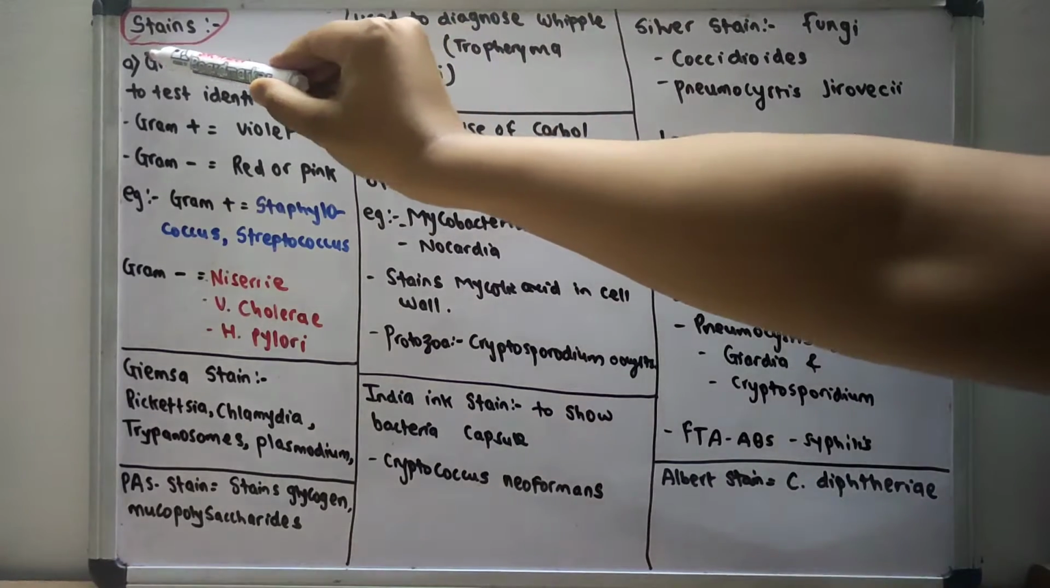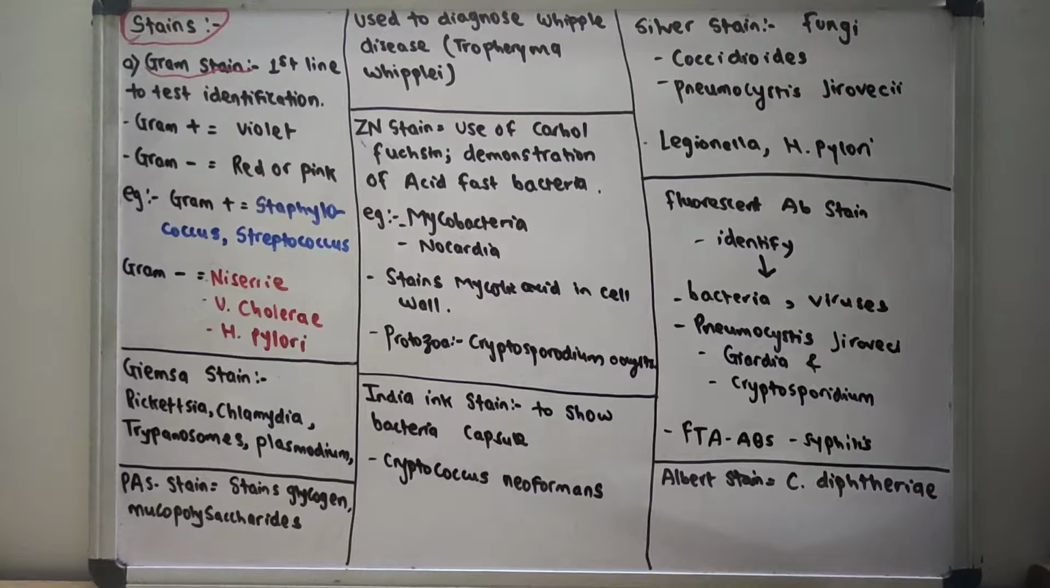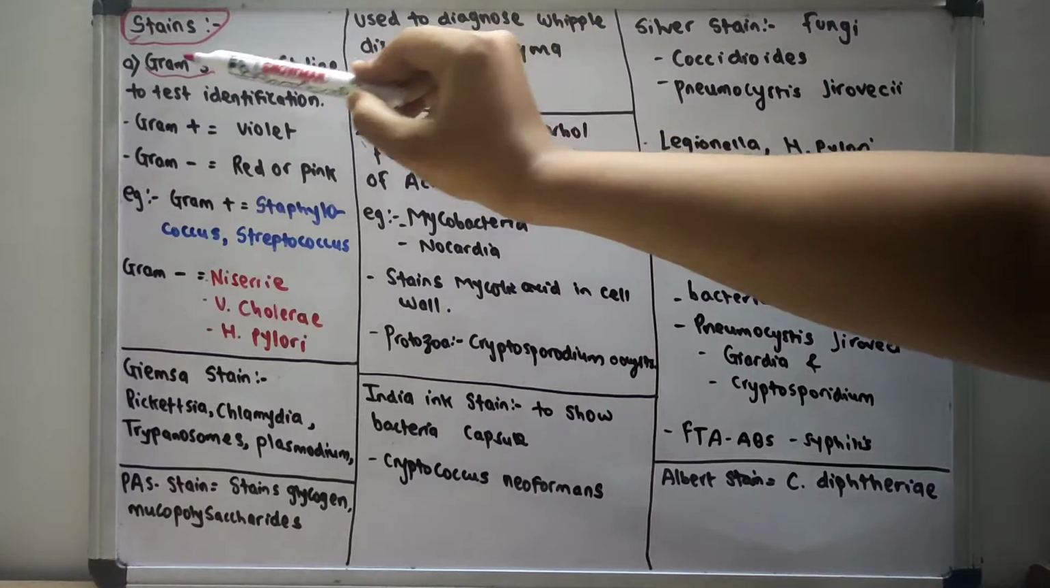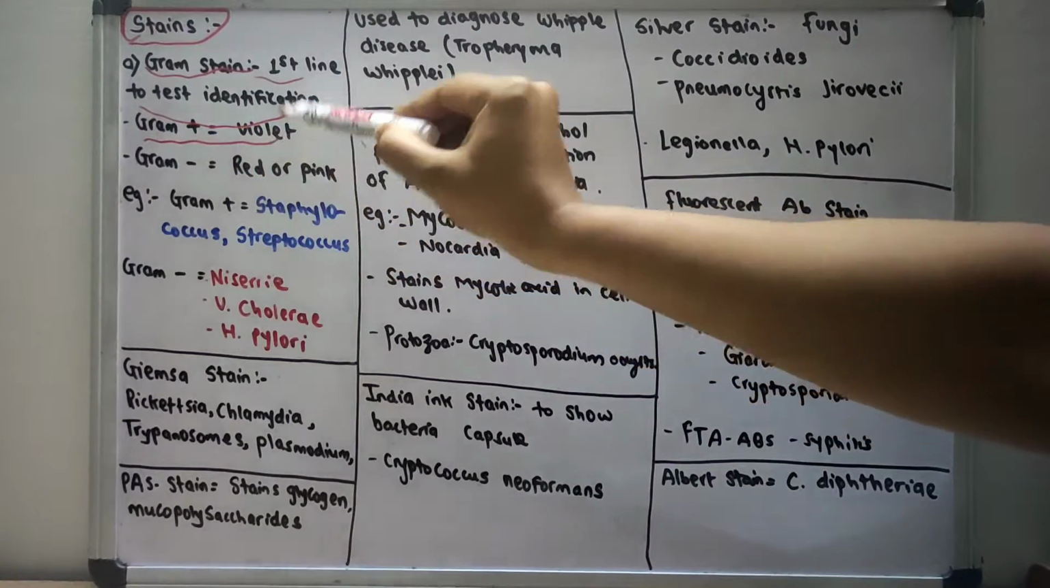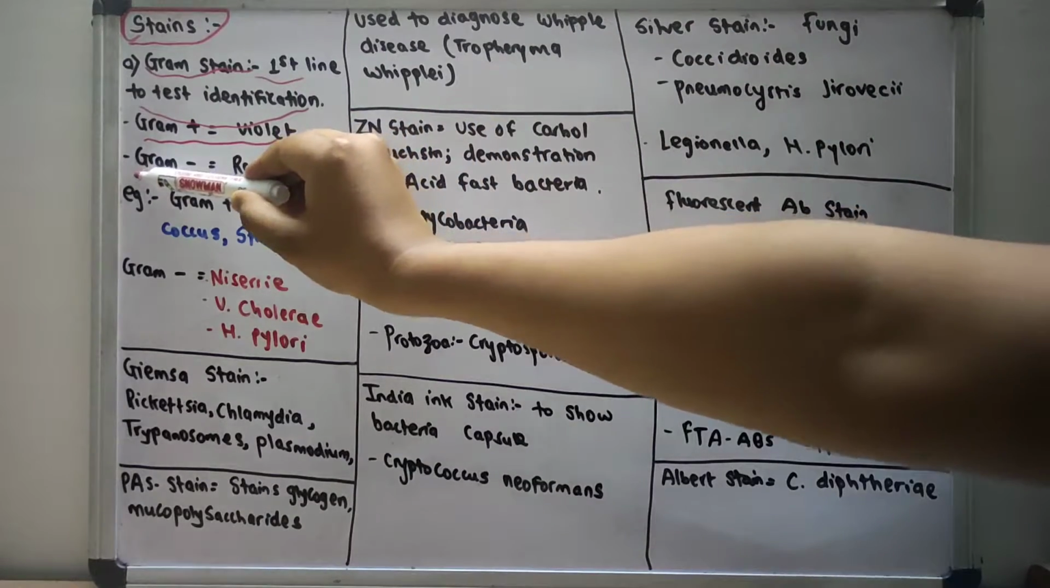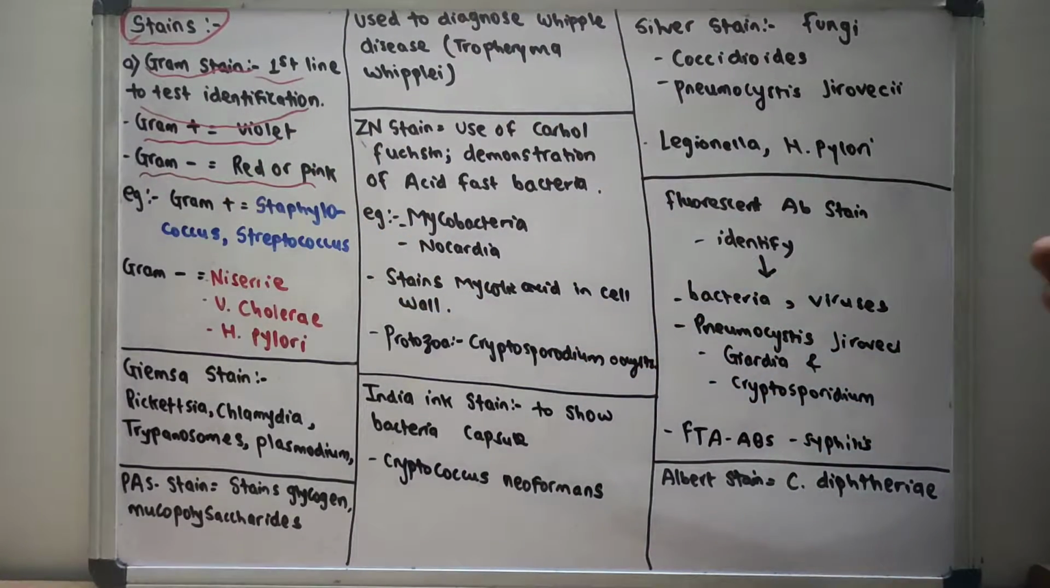Now let us first talk about the Gram stain. The Gram stain is the first line of laboratory test in bacterial identification. After the Gram stain, the bacteria which appear violet are the gram positive bacteria, whereas the bacteria that appear red or pink are the gram negative bacteria. You have to know that the bacteria with thick peptidoglycan layer retain the crystal violet dye, that is the gram positive bacteria, and the bacteria with the thin peptidoglycan layer turn red or pink with the counter stain, that is the gram negative bacteria.